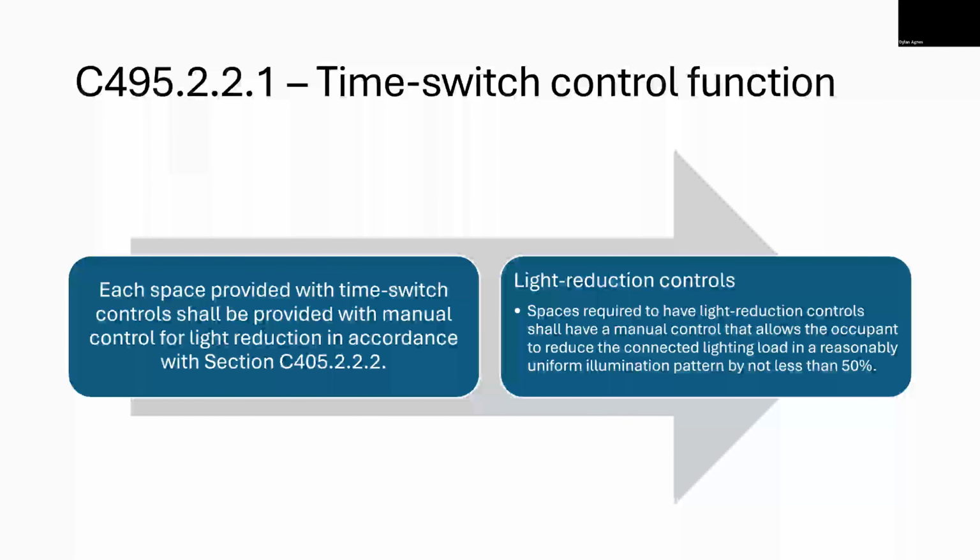Each space provided with a time switch control shall be controlled very similar to occupancy sensors, unless the light reduction controls space is required to have it. And if it is required, then it shall reduce the connected lighting load in a reasonably uniform pattern by not less than 50%. Basically, you have to let people dim the lights. So you need a dimmer switch.